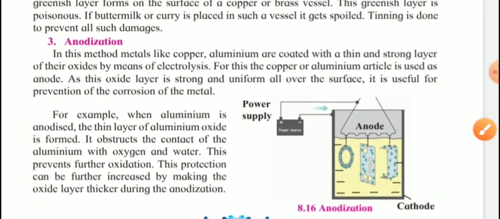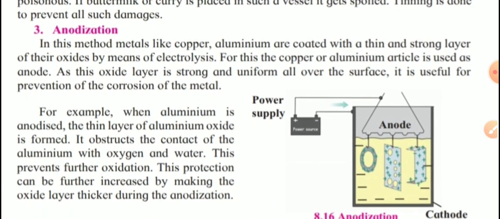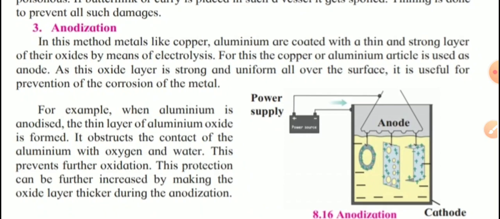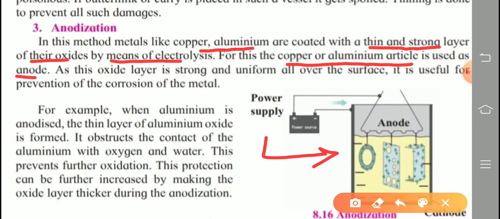Next, anodization. Write a short note on anodization, or explain the process of anodization. Now check that. In this method, metals like copper and aluminium are coated with a thin and strong layer of their oxides by means of the electrolysis process. The electrolysis process is shown here. For this, the copper or aluminium article is used as an anode. Anode means what? Positive electrode. So connect it to the positive terminal of the battery. Check here in the diagram.